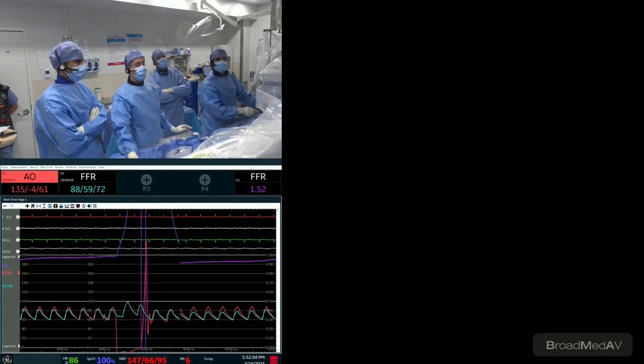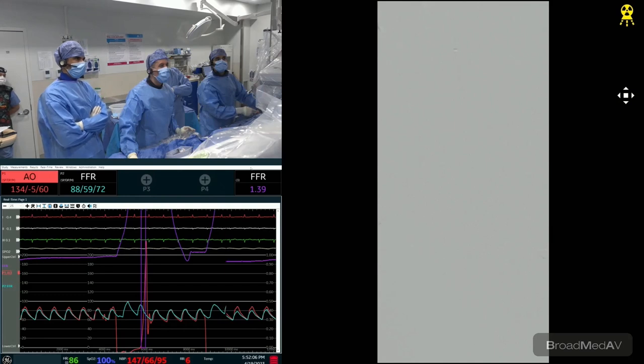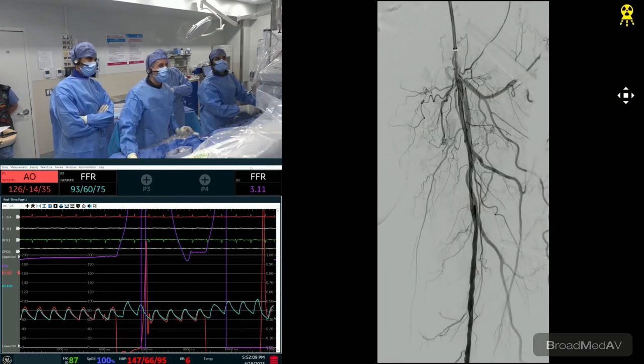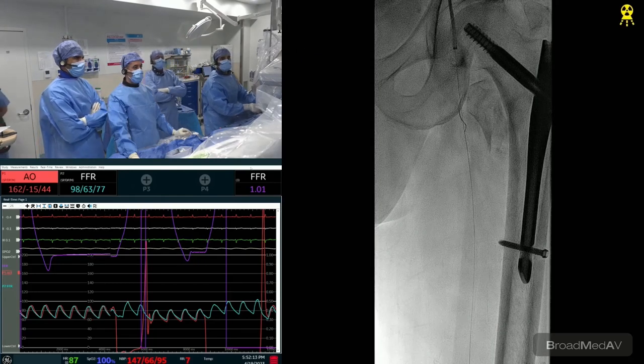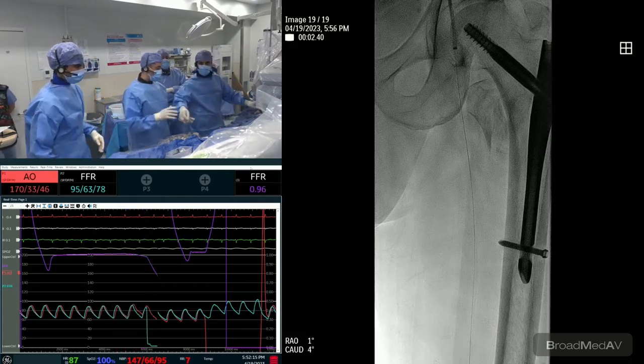Yep. Now do a quick test. Now do a quick DSA. So from the tip of the wire, it's that diffuse tubular lesion. Yeah. So anyway, it's 5.2.